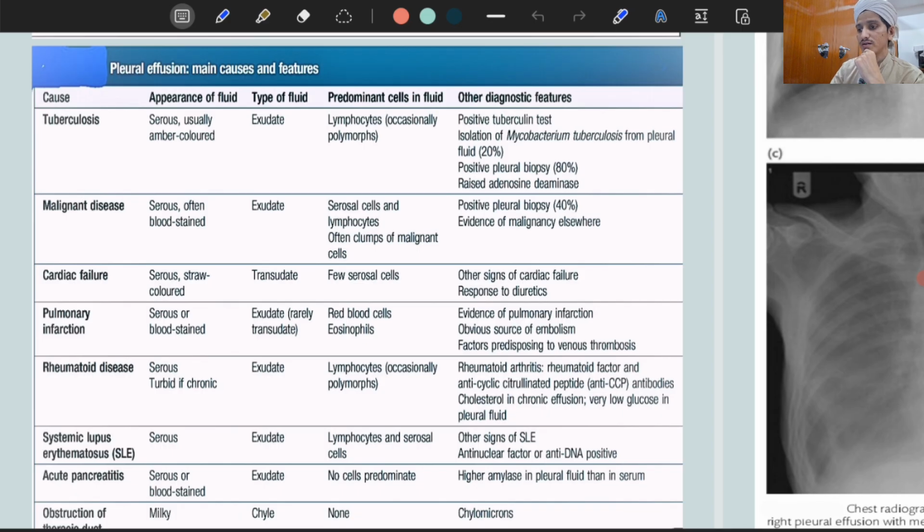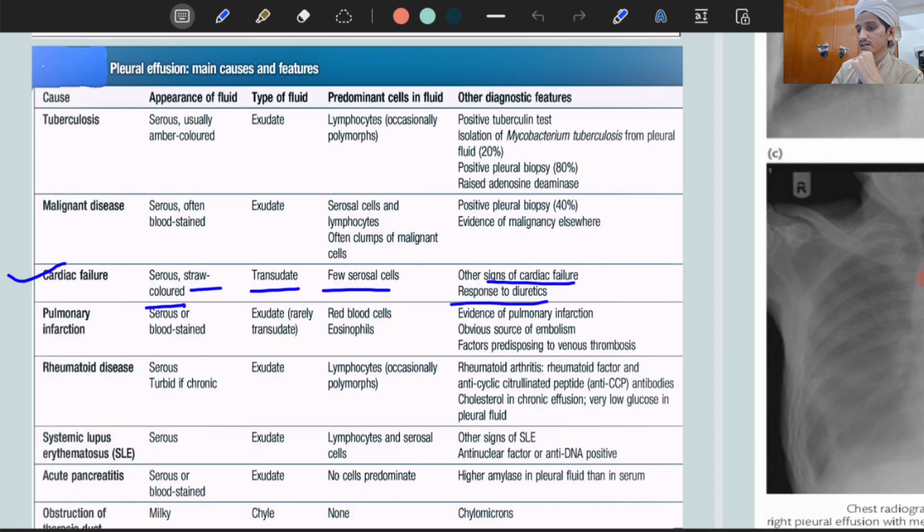In cardiac failure, obviously it will be a transudate, straw colored fluid, few serosal cells will be seen, there will be signs of cardiac failure, and there will be response to diuretics.